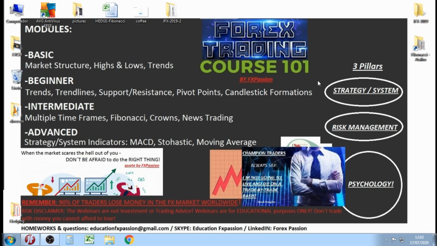Remember everybody, what we are trying to do is build the three pillars. Pillar number one, the strategy and/or system. So we are learning about Fibonaccis, crowns, news trading, multiple time frames and everything else. And pillar number two is risk management. We are trying to understand how risk management works.